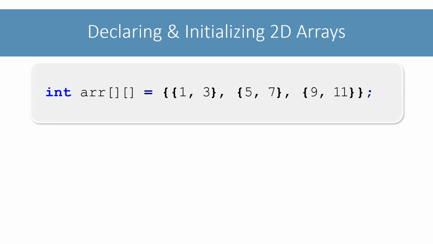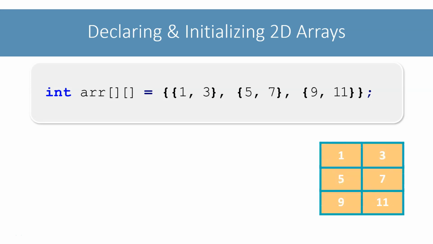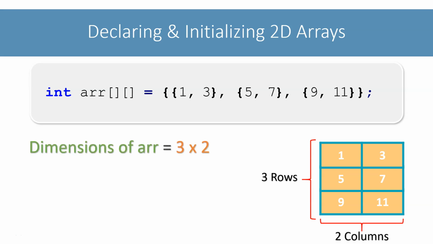Next, let's see how we can declare and initialize a double-dimensional array. This statement declares ARR as a double-dimensional array. You can visualize ARR like this. ARR contains 3 rows and 2 columns. So dimensions of ARR are 3 by 2. Notice that there is an extra pair of square brackets in this statement. This specifies that the variable ARR represents a double-dimensional array.